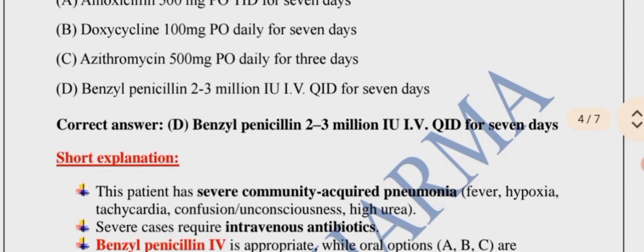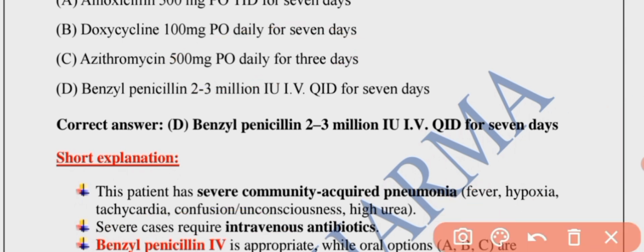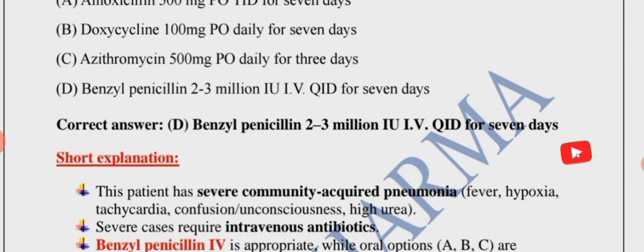This patient has severe community acquired pneumonia. On clinical manifestation we see fever, hypoxia, tachycardia, confusion or unconscious, plus high urea, 30 mg per deciliter. So one of the most common indications of severe community acquired pneumonia, severe cases, is the requirement of intravenous antibiotics.